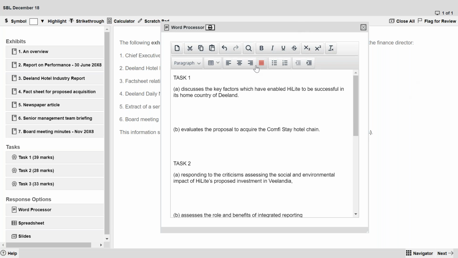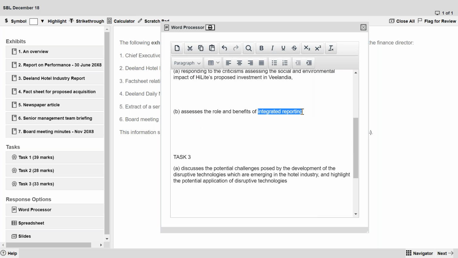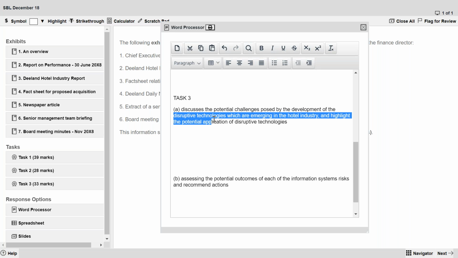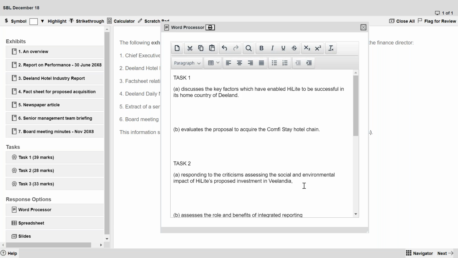So now I can see at a glance that I need to look for key factors when I'm reading the exhibits. I need to look for SFA information. I need to look for social and environmental points. I need to look for integrated reporting points. I need to talk about points relating to disruptive technologies, and I need to talk about information system risks. So essentially, there are six things, right? Six things. So manual students, you will just write a small list. You will say success factors, SFA, social environmental impact, integrated reporting, disruptive technology, and the last one would be information system risks. So this list I will keep in front of me when I am reading the exam.